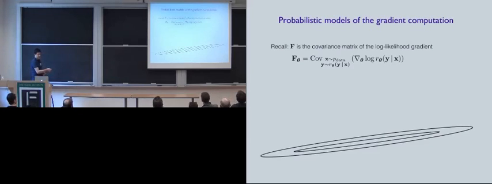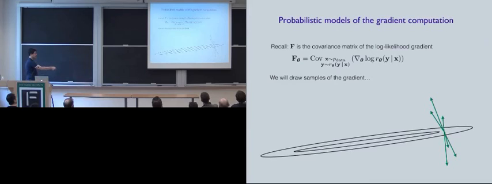And so recall that the Fisher matrix is the covariance matrix of the log likelihood derivatives. And so we can think of this conceptually, like if we draw samples of the gradient. So here's the cost function, and the samples, the gradient will be large in the directions of high curvature and small in the directions of low curvature.